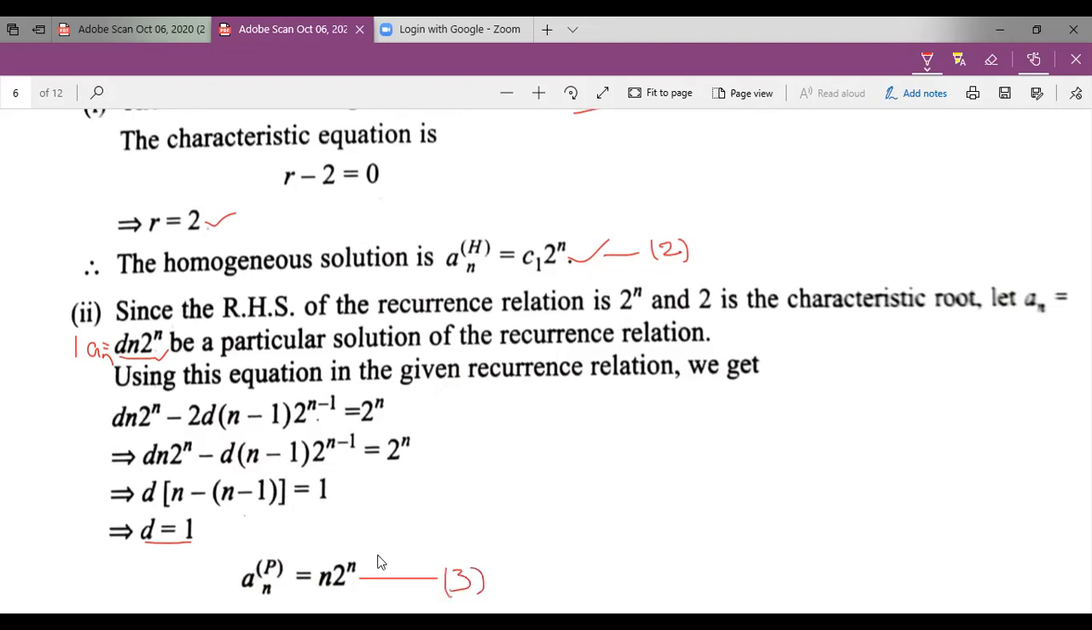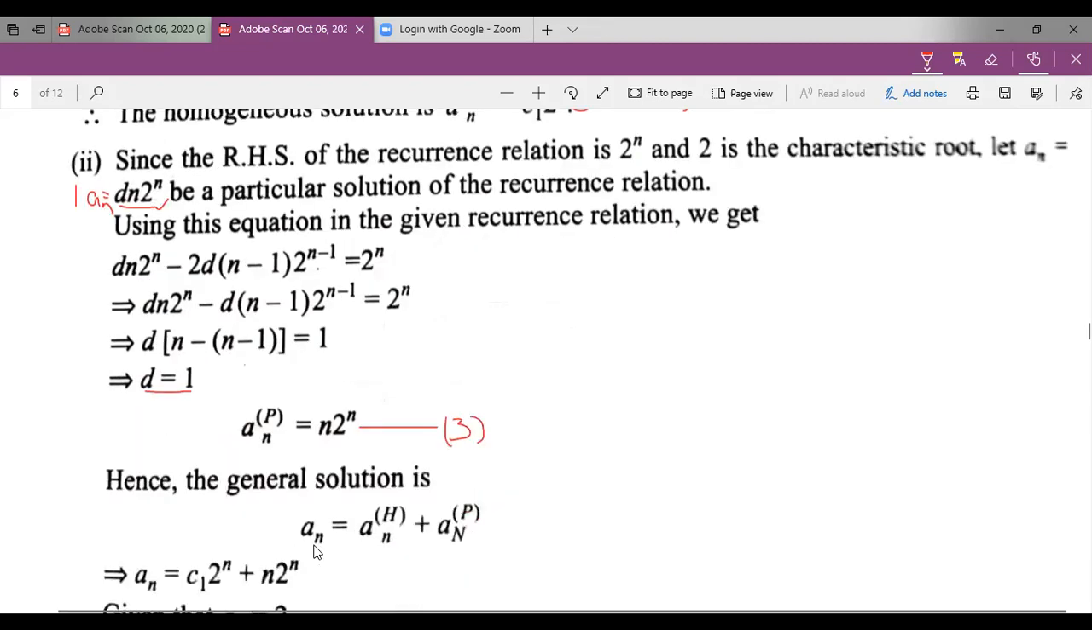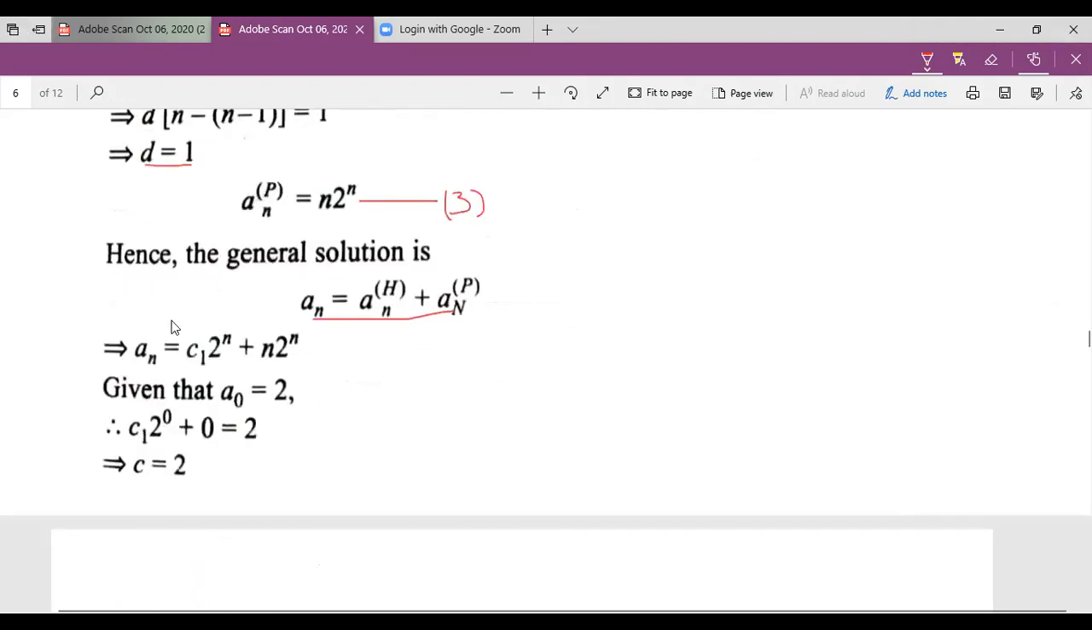So the complete solution of the given recurrence relation is a_n is equal to a_n^(h) plus a_n^(p). So a_n^(h) is the homogeneous solution and a_n^(p) is the particular solution. So the homogeneous solution is C1 2 power n and the particular solution is n 2 power n. So let it be equation 4. Now we eliminate the arbitrary constant from this equation using the initial condition. So the initial condition is a_0 is equal to 2.